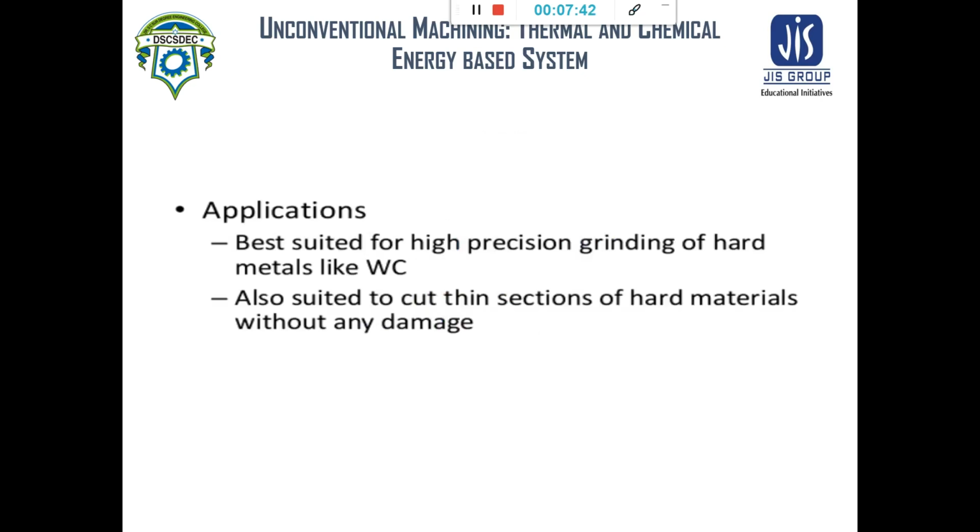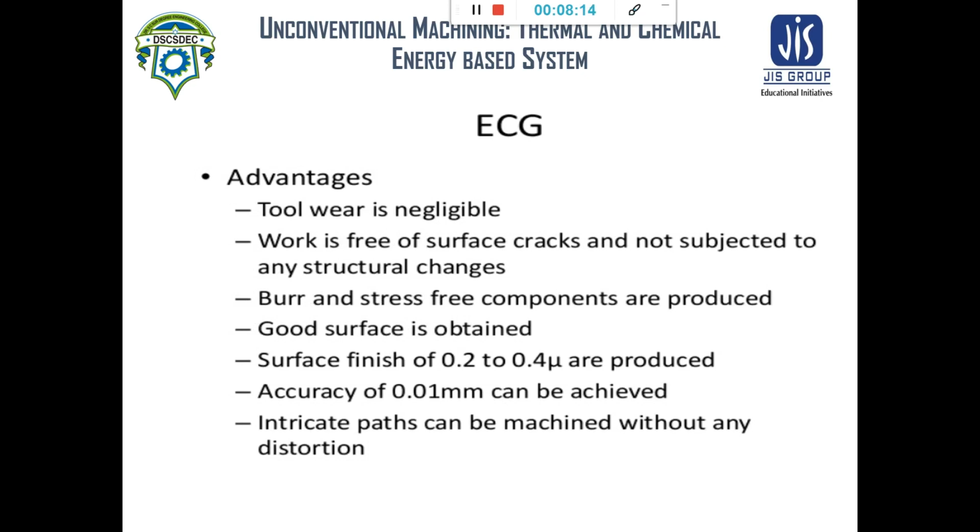The application of electrochemical grinding can be seen in high precision grinding of hard metal like tungsten carbide, and it is also suited to cut thin sections of hard material without any damage. So thin sections of hard material can be cut without any damage. Advantages of this electrochemical grinding is the tool wear.